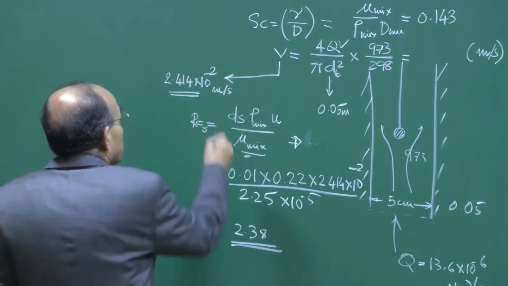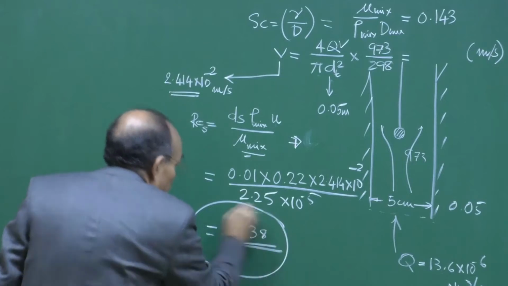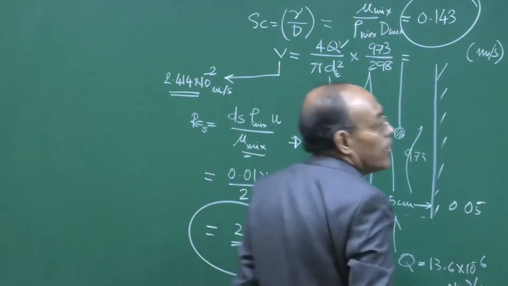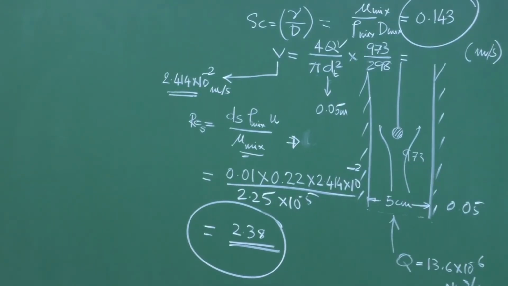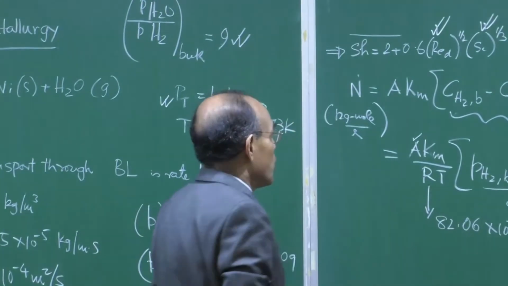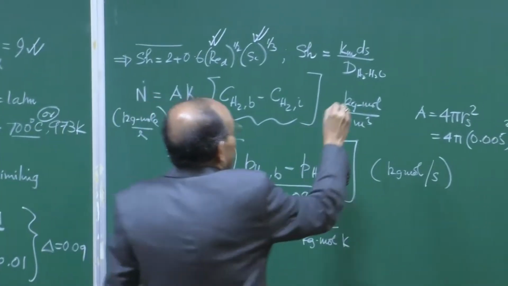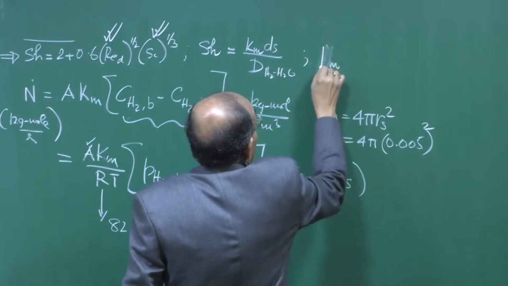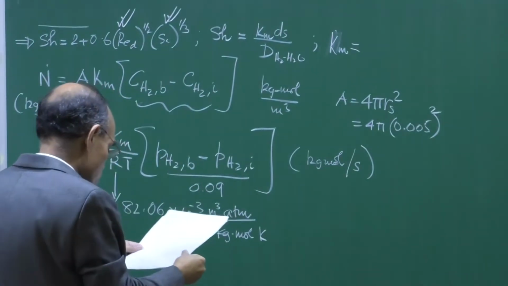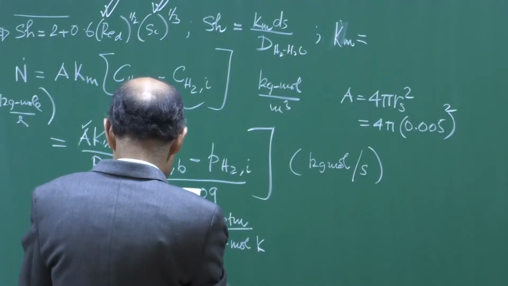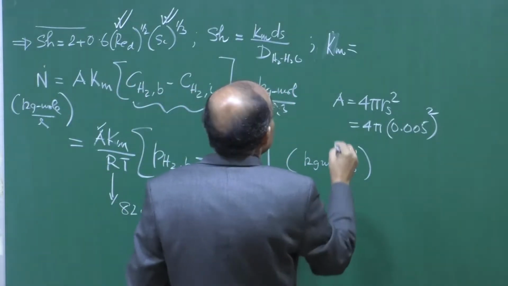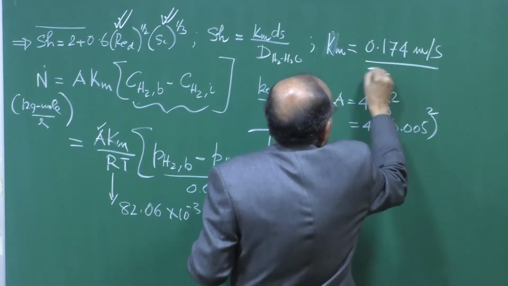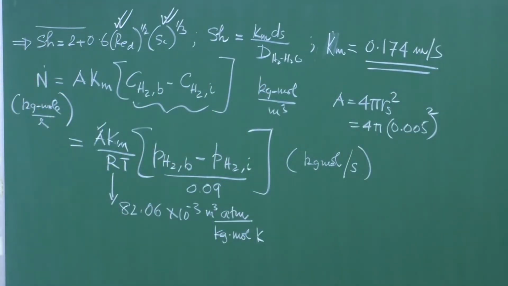Plugging in the Reynolds number value and the Schmidt number value into this equation, or the solid liquid mass transfer correlations, we can calculate the Sherwood number, and then from this we can calculate the mass transfer coefficient Km, and that mass transfer coefficient value will come out to be 0.174 meters per second. That is the value of the mass transfer coefficient.